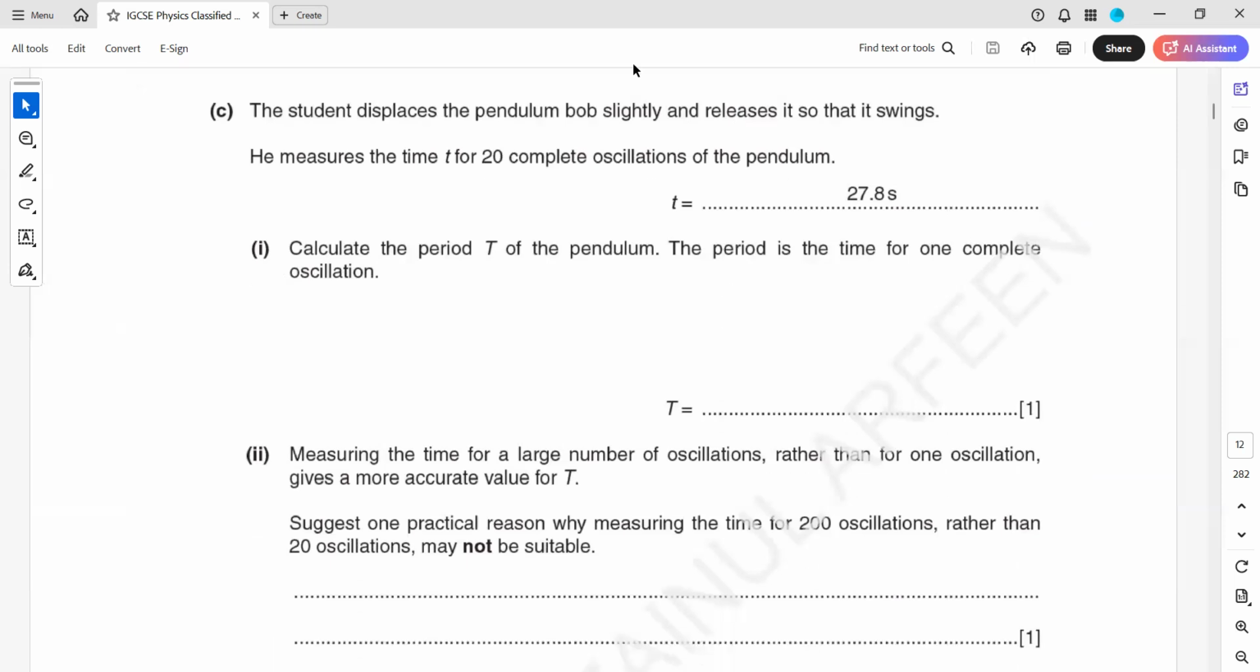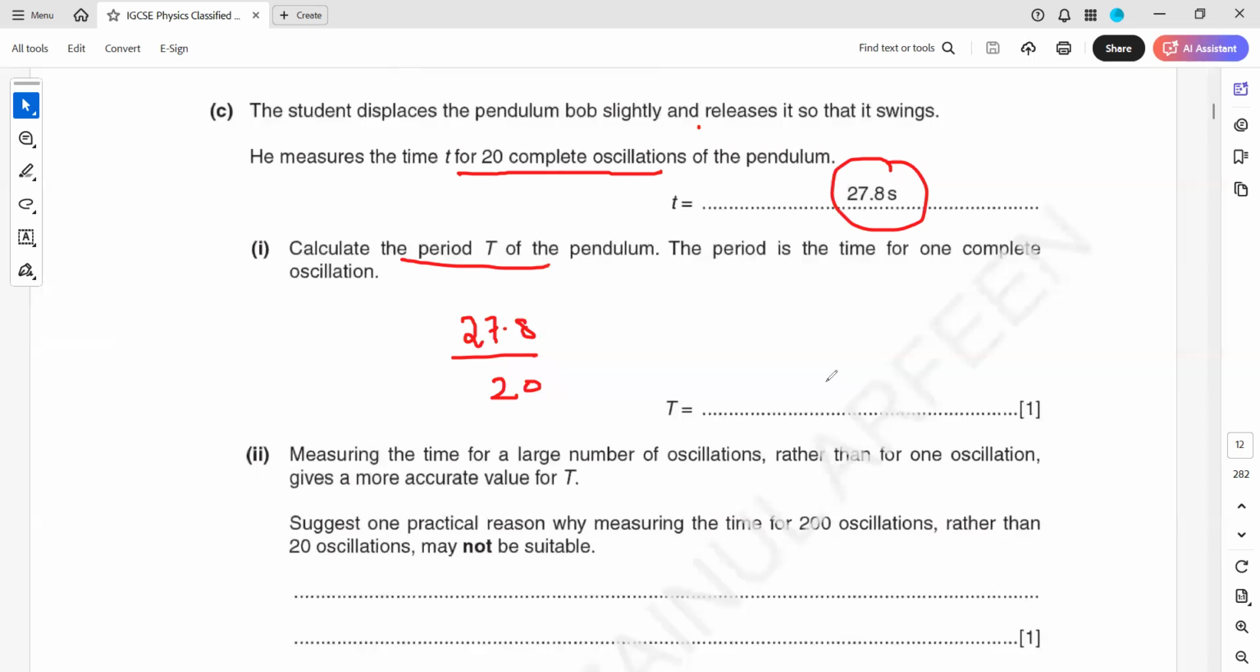The student displaces the pendulum and releases it. He measured the time for 20 complete oscillations. The time for 20 oscillations is 27.8. You need the period. How to get the period? Total time divided by the number of oscillations. So 27.8 divided by 20. What's the answer here?